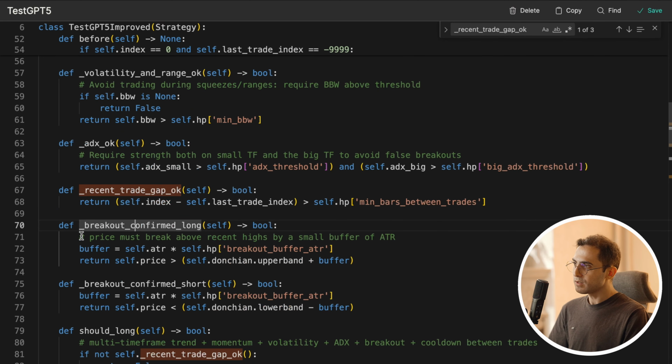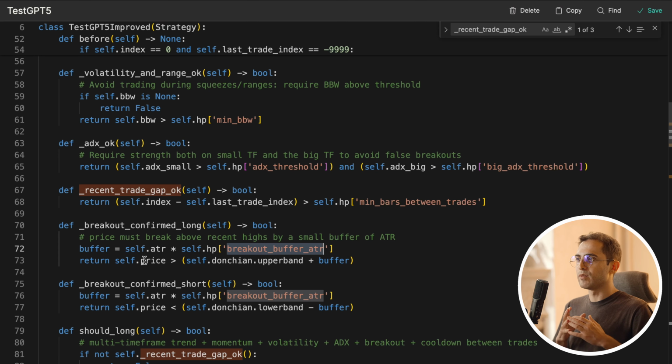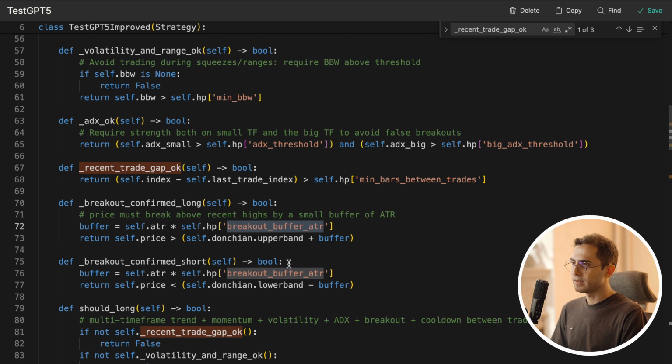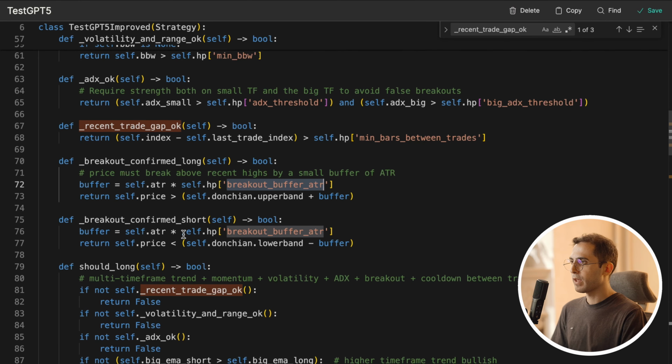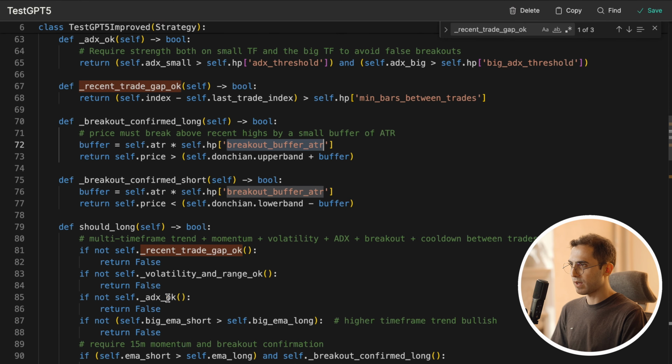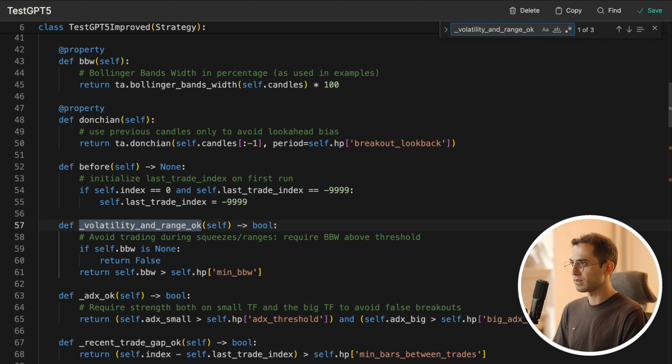It also defined another filter called breakout confirmed long. So it's checking to see if the ATR multiplied by a certain number plus the current Donchian's upper band is below the price. So to put it simply, we're using the Donchian channel and we want to make sure that the current price has broken above that. Next, it did the opposite for short trades. And then we also have one volatility filter. So let's see how's this one.